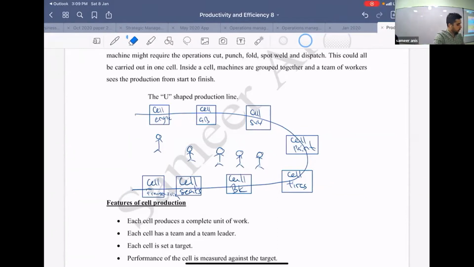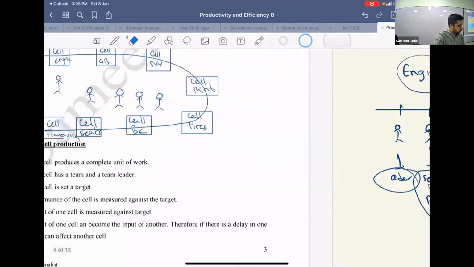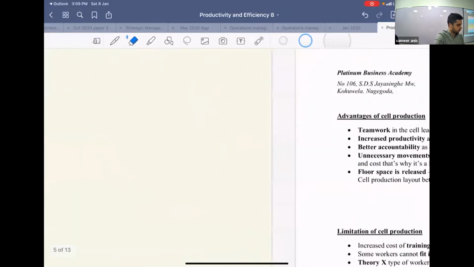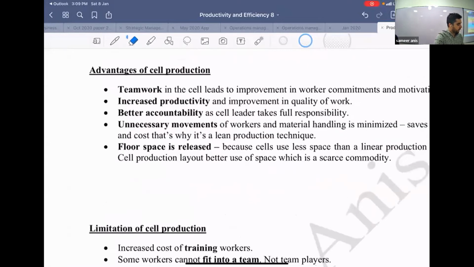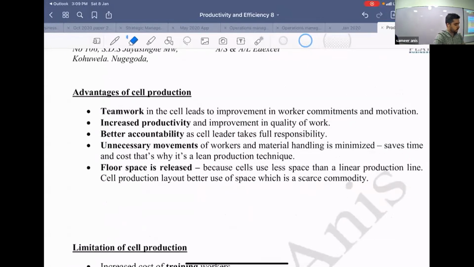Okay, guys, now look at the features of cell production, which is just what I explained to you. Look at the advantages of cell production. The first advantage you see is teamwork. I told you, all work together. So one advantage is you're more motivated as well.